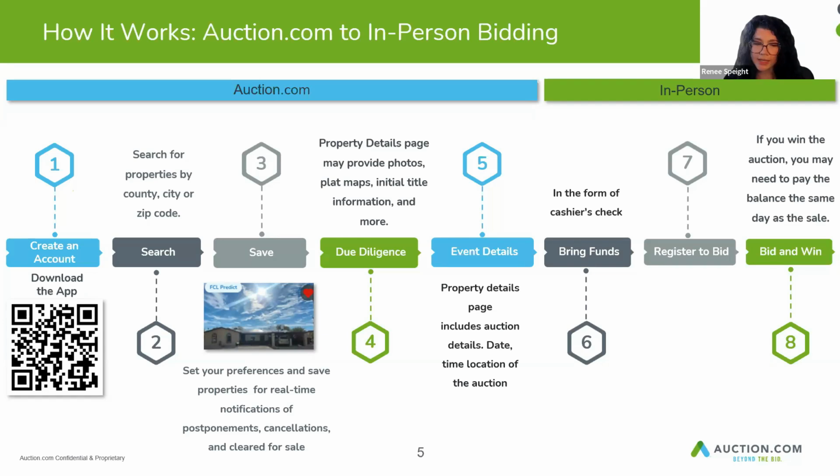And then step eight, our favorite step, bid and win. If you place the winning bid, congrats. Be prepared to pay the balance on the same day as the sale, which is often required. This finalizes your purchase and secures the property. So this is the full process from creating an account on auction.com to successfully bidding and winning in person at a courthouse auction. Each step is designed to make the foreclosure auction process as smooth and transparent as possible.